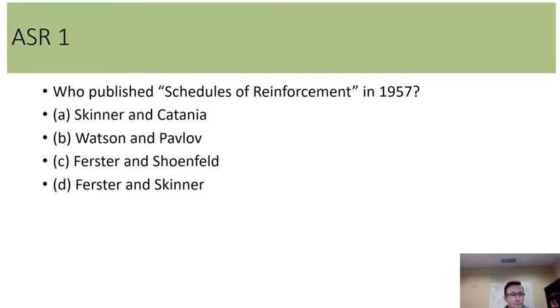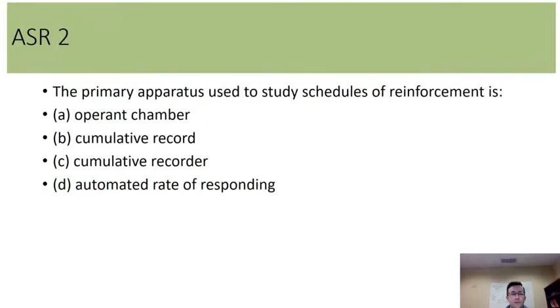Alright, it's ASR time. ASR number 1. Who published Schedules of Reinforcement in 1957? A. Skinner and Catania. B. Watson and Pavlov. C. Förster and Schoenfeld. Or D. Förster and Skinner. Give a few more seconds. Alright, and the answer is Förster and Skinner.